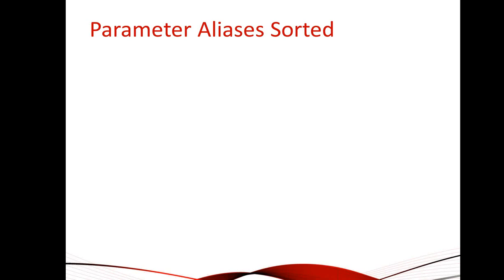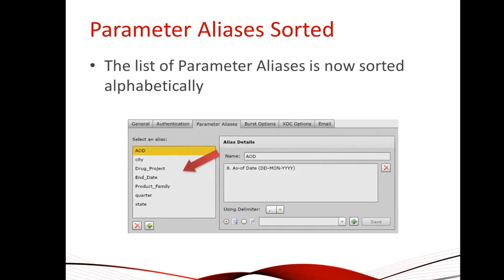So the first enhancement, very minor, but one that folks have been asking for, is a sorted parameter alias list. Use of parameter aliases has started to become more popular. These lists have started to grow, and before 1.22 this list was not alphabetized, so it did make locating aliases a bit more difficult. So you'll now find with the 1.22 update that this list is sorted alphabetically.